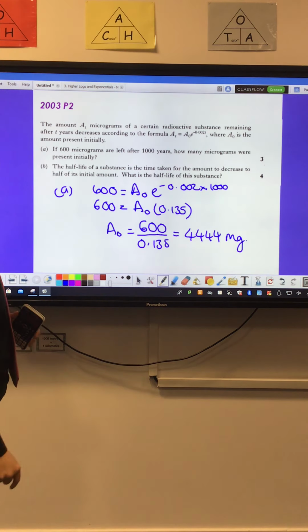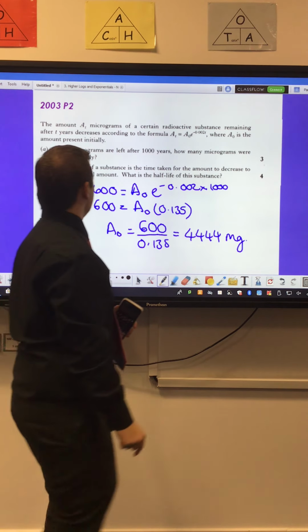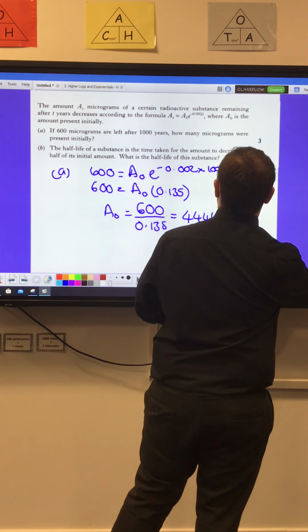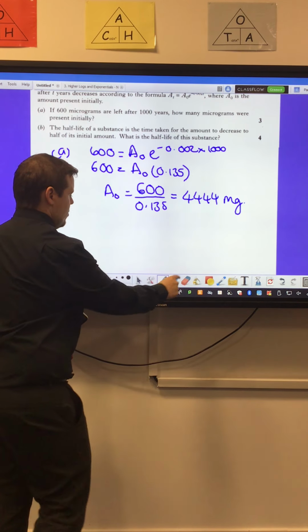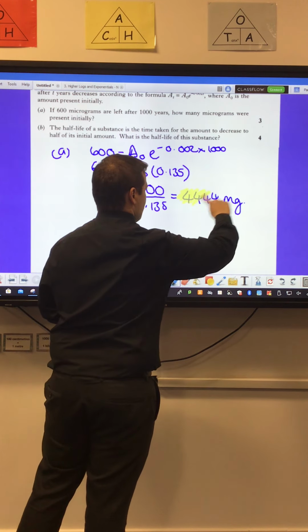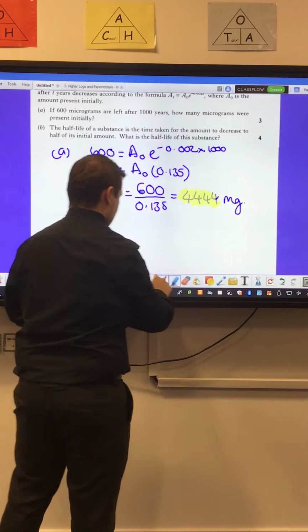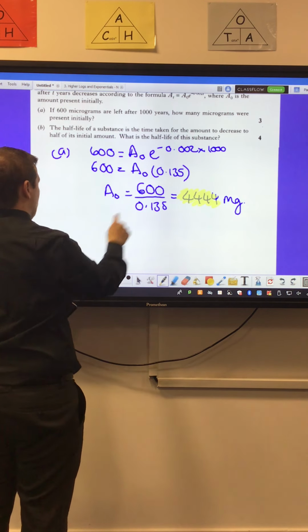So, part B. The half-life of a substance is the time taken for the amount to decrease to half its initial amount. Okay, well, our initial amount is this 4,444. So our new amount is going to be 2,222.